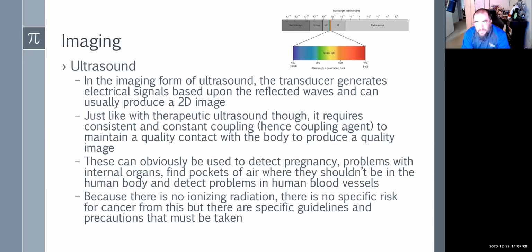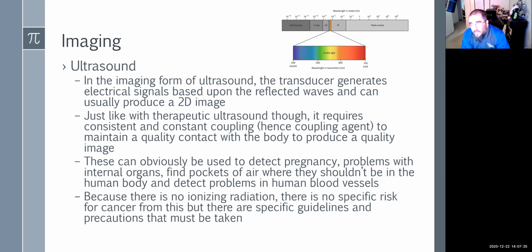Back to ultrasound now. In the imaging form of ultrasound, the transducer generates an electrical signal based on the reflected waves and can produce a 2D image. Everyone's seen somebody that's got an ultrasound from a baby, like if you haven't had a friend that's been pregnant before, because they show those pictures like crazy, right?